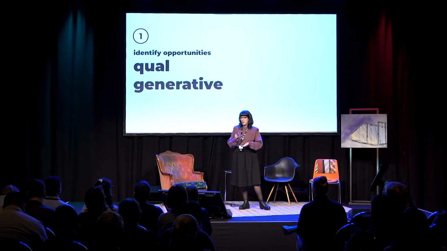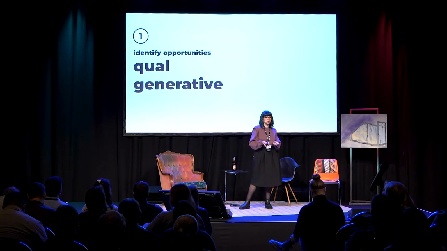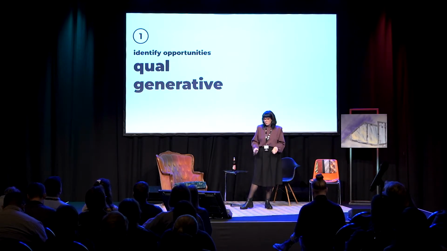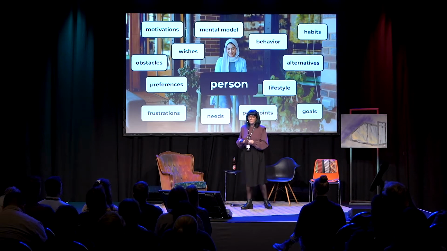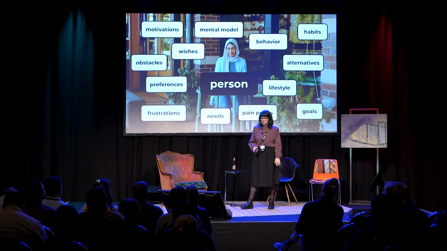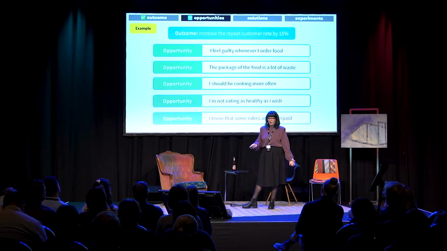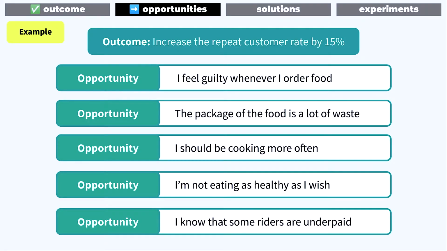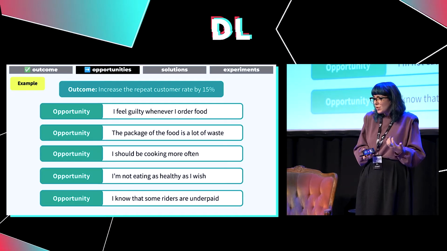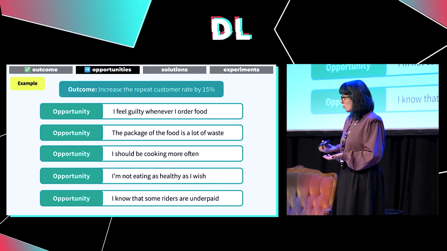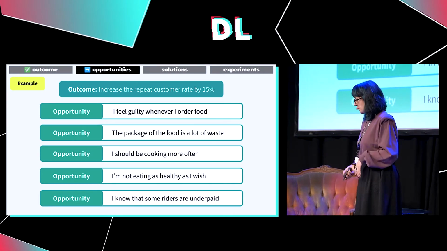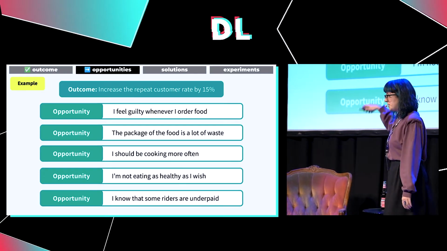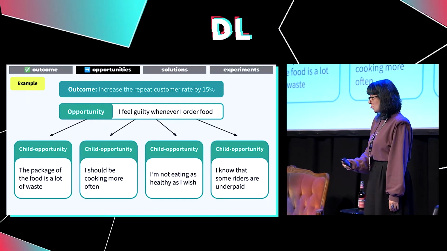So you start with identifying opportunities, and that's best done with qualitative generative research, like interviews. You want to focus on people, their lifestyles, habits, motivations, and so on. So coming back to our example, you want to increase the repeat customer rate by 15%. So you conducted some interviews, and you also mapped some opportunities which are just assumptions, and they are all here in a big list. Let's give some structure to this.